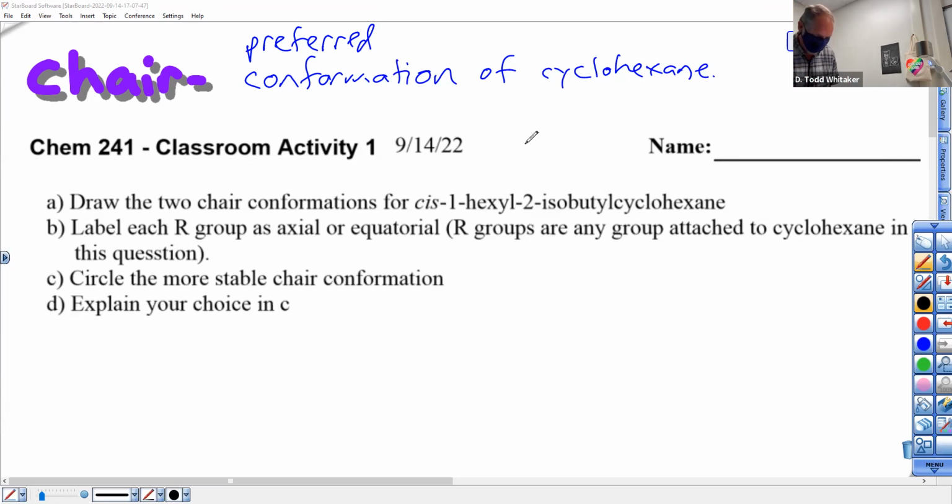Okay. So cis-1-hexyl-2-isobutylcyclohexane. You see that. More importantly, you see this question on the test. It's the one that says draw the 2 chairs. It's the only time you'll be asked to draw 2 chairs. Before you even finish reading, you're doing this. I haven't even finished reading part A yet. It's, oh, this is the 2-chair question. I'm going to do this no matter what. And everybody's going to do it the same way.